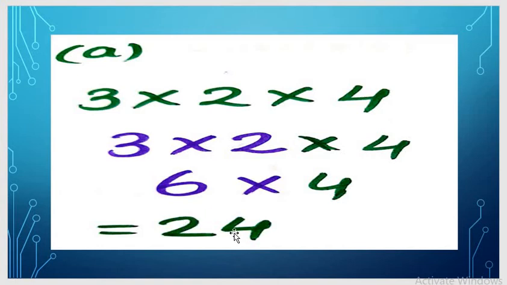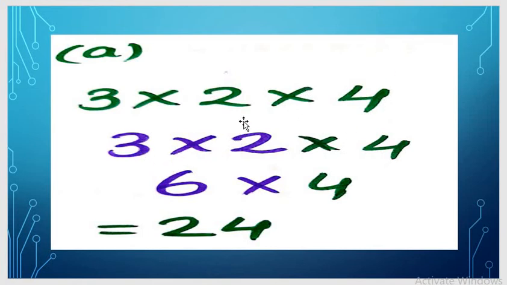This is what is called multiplying in any order. 3 multiplied by 2 multiplied by 4. So 3 2s are 6 and 6 4s are 24. See, again and again I'll repeat: 3 2s are 6 and 6 4s are 24.